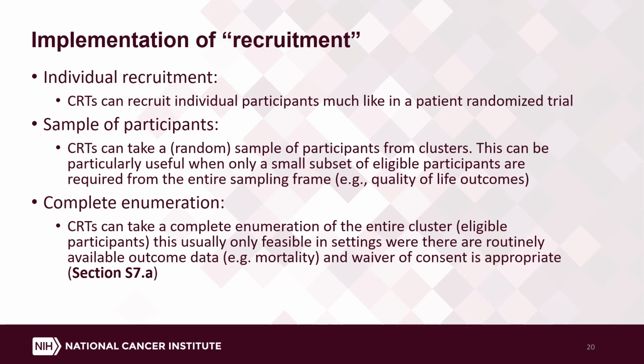We can also do something that we term a complete enumeration. So this means that the cluster trial might take a complete enumeration of all those eligible participants in the cluster to elicit outcomes. Now, this is only usually feasible in settings where the outcomes are routinely available, for example, mortality, and waiver of consent is appropriate. And we'll come back in section 7 to think about when waiver of consent is appropriate. So cluster randomized trials have these 3 different ways of implementing their recruitment.